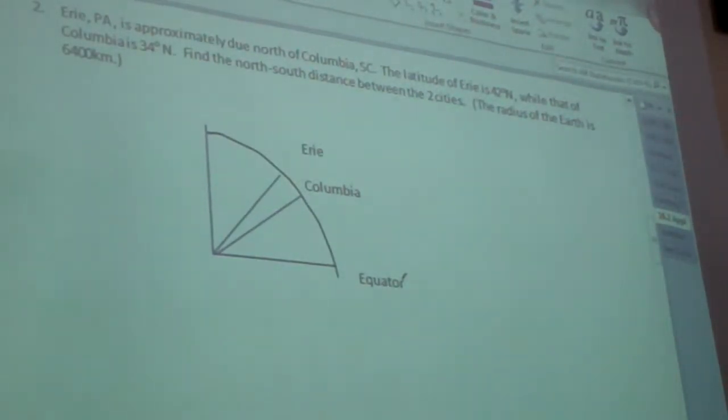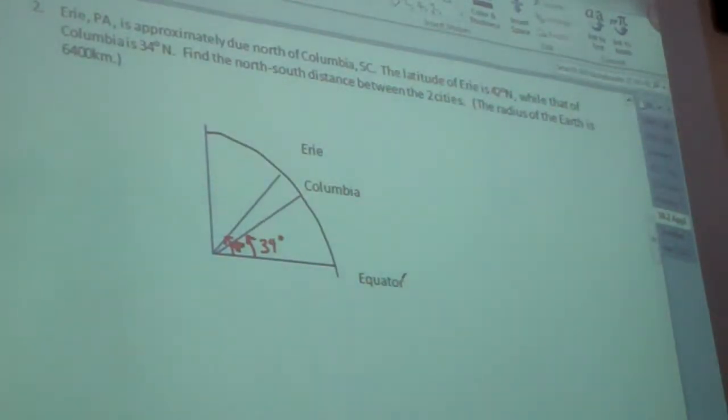Alright, Erie, Pennsylvania is approximately due north of Columbia, South Carolina. The latitude of Erie is 42 degrees north, while that of Columbia is 34 degrees north. Find the north-south distance between the two cities. A note is that the radius of the Earth is 6,400 kilometers. Now, when they talk about the measurements of this, Columbia is measured from the equator, so it's north, so we go up, obviously. And that's 34 degrees. And Erie is 42 degrees.